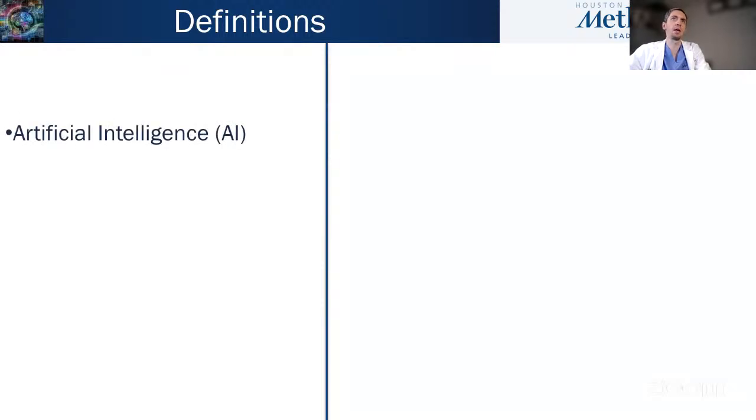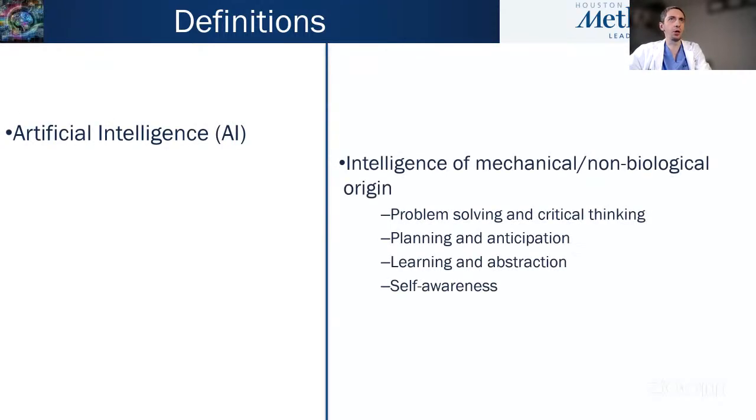But despite all of this, and despite how popular artificial intelligence is, there's actually no firm definition for AI. Very broadly speaking, it's just intelligence of mechanical or non-biological origin. And this involves factors like problem solving and critical thinking, planning and anticipation, learning and abstraction, as well as some element of self-awareness when you're talking about general artificial intelligence.